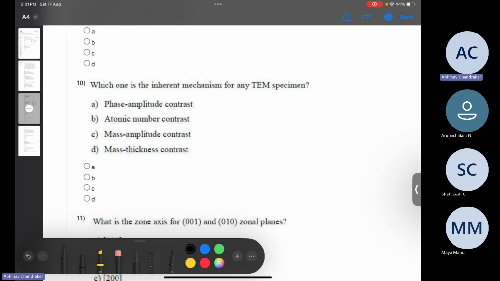The answer will be A. This is the most generic option because the contrast can either be due to change in the amplitude of the outgoing electron waves, or it could be due to change in the phase. So change in phase is somewhat connected to diffraction, while all of these are more due to the change in amplitude. So the correct answer should be A.